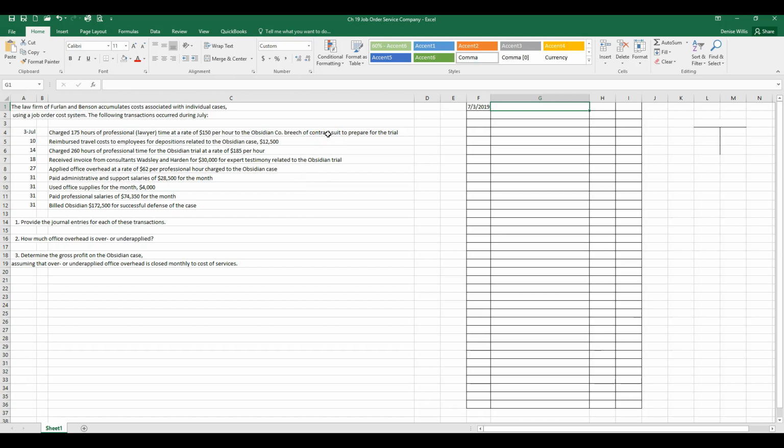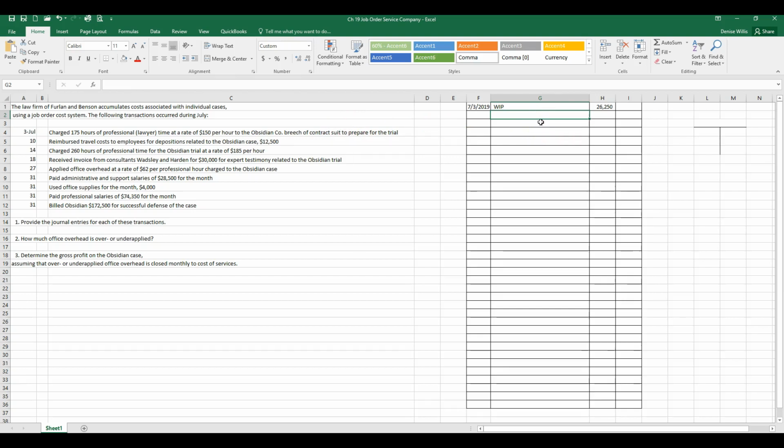We are charging this amount to the case, so we have to use the work in process account. I abbreviate work in process as WIP. So anytime you see WIP here, know that it just stands for work in process. How much are we going to charge? Well, it said 175 hours, and each hour is charged at $150. So let's do the math: 175 times 150. We have $26,250 being charged to that case.